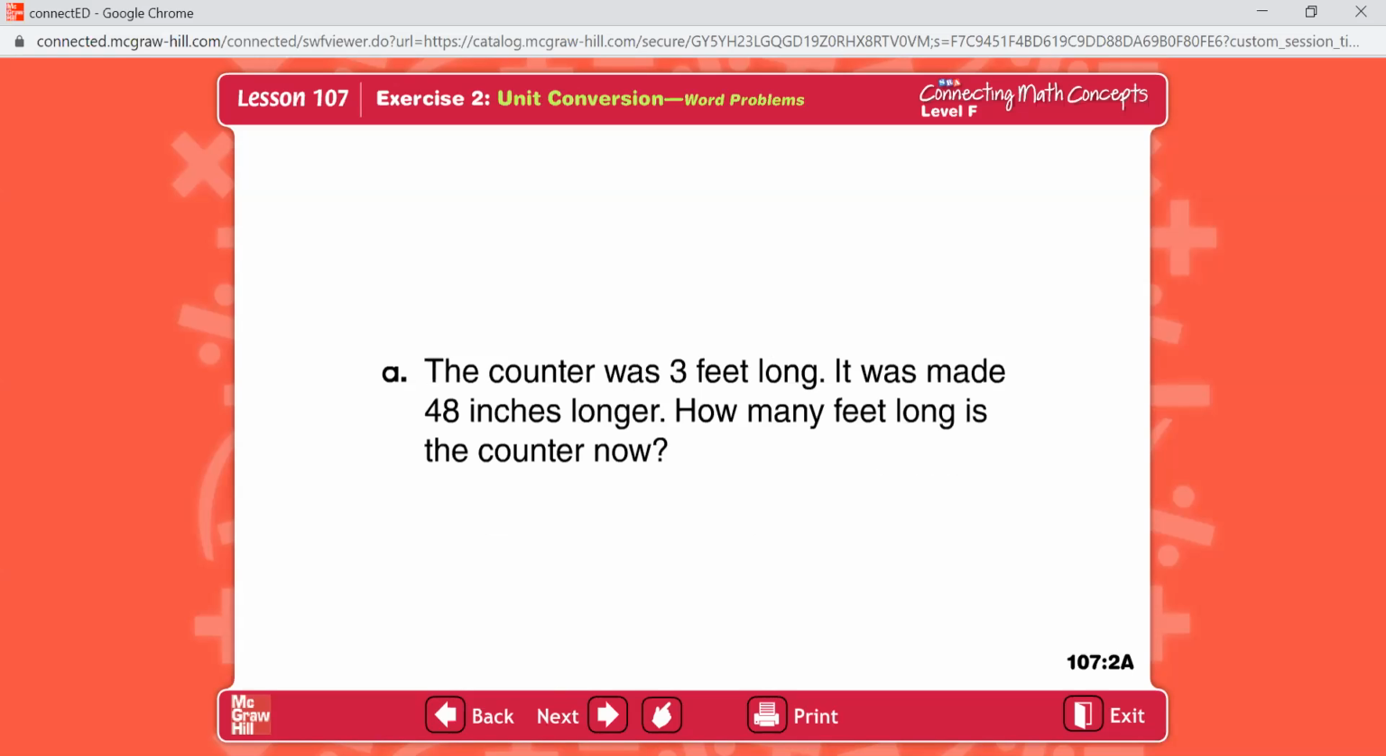This reads, the counter was 3 feet long. It was made 48 inches longer. How many feet long is the counter now? The question names feet, right here, feet.